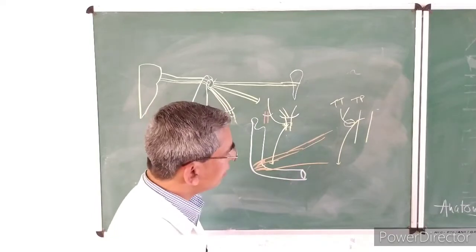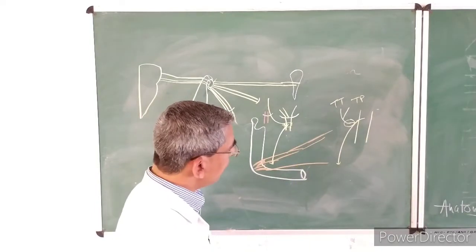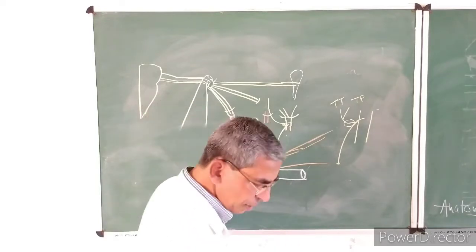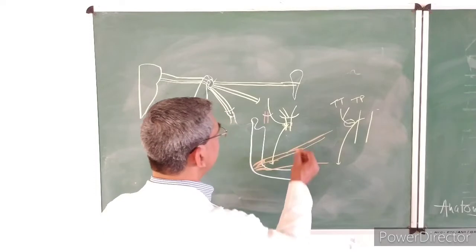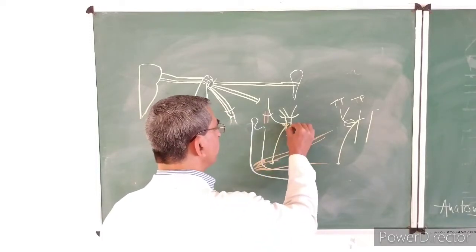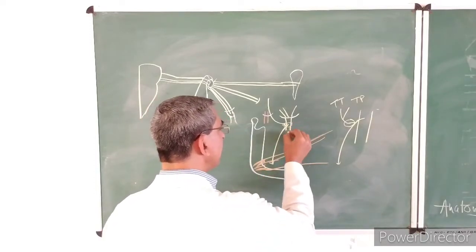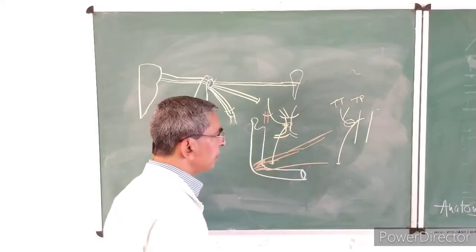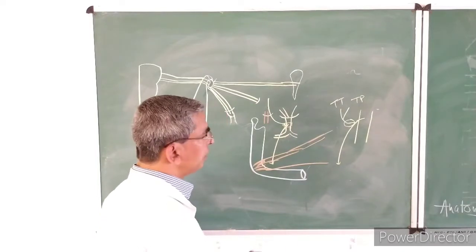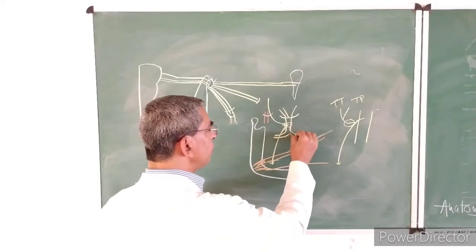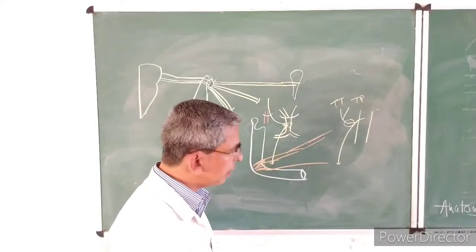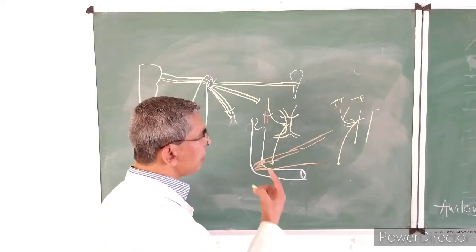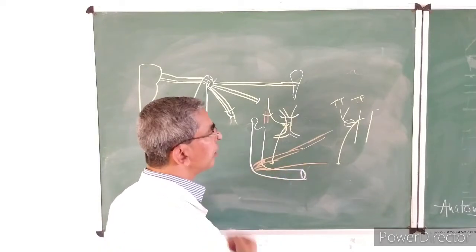So these are the branches that come from the trunk of the mandibular nerve. Now, what are the branches from the anterior division? In this relation, we will see the anterior division. This is the anterior division and this is the posterior division of the nerve. The anterior division gives rise to one sensory branch, the buccal nerve, and three muscular, motor branches, which supply the temporalis muscle, masseter muscle, and the lateral pterygoid muscle.